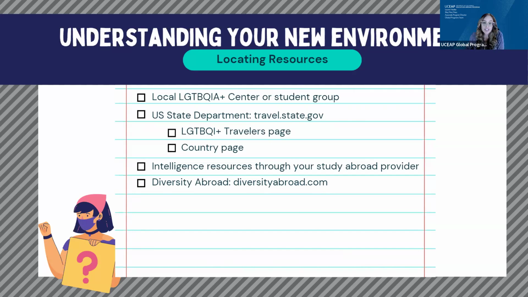Think about questions that you should ask. Does your study abroad provider have intelligence resources that you can utilize? So for example, if you go through UCEAP, you will have access to Crisis 24, which provides immediate access to critical threat intelligence tools and assistance, and you can use that as you work on your program. And then Diversity Abroad is another resource you can use as you do your research.